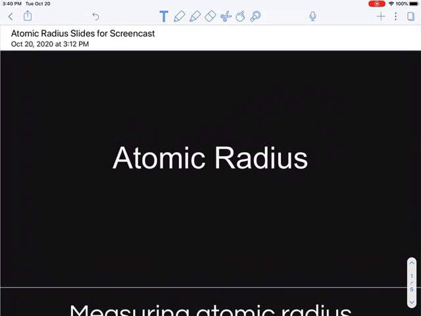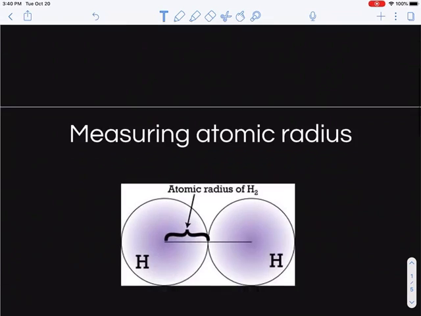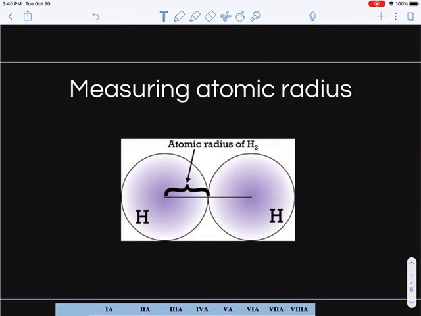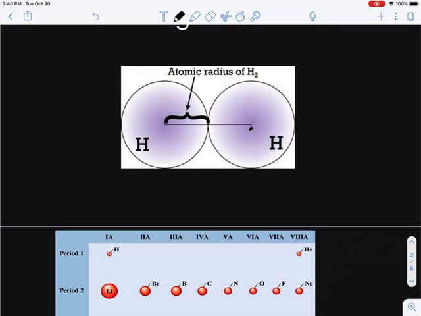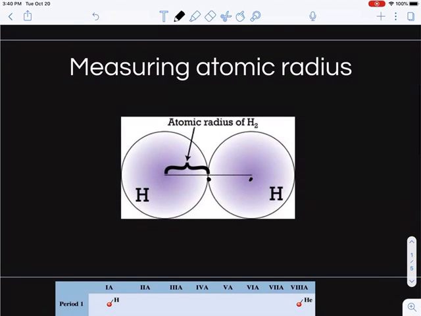Hi everyone. In this screencast, I'm going to be talking about atomic radius. So, the atomic radius is defined as the distance from the nucleus of an atom to the edge of that atom's electron cloud. And we measure that by taking a diatomic element like H2, measuring the distance between its two nuclei, and then dividing that by 2.